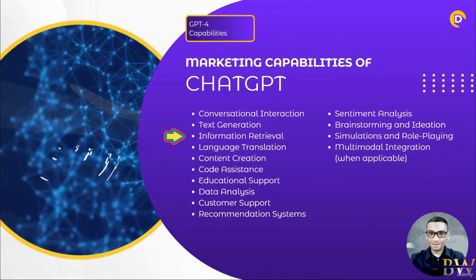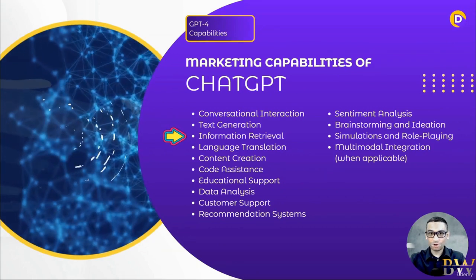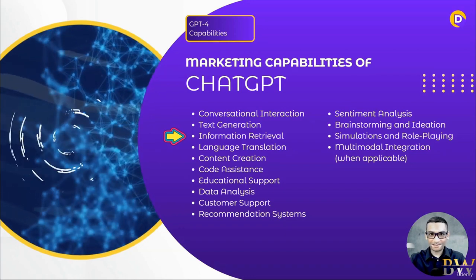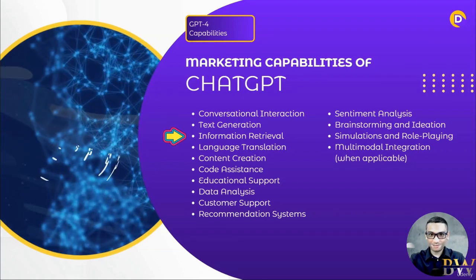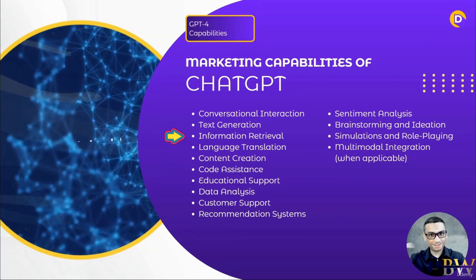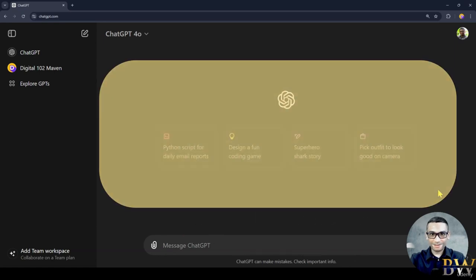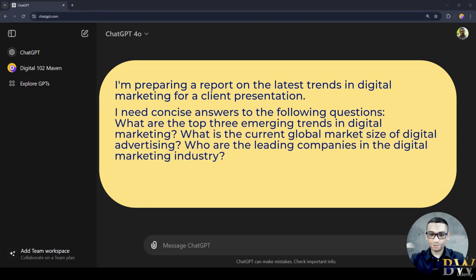Now, ChatGPT can provide accurate and concise answers to factual questions, and it can summarize long texts or documents. The model can extract key points and provide insights. In fact, version 4 onwards is 40% more accurate and safer than the previous GPT 3.5 version. Let's take a look at this capability. I've drafted a prompt to instruct ChatGPT to retrieve information from its own resources. Here's the prompt. I'm preparing a report on the latest trends in digital marketing for a client presentation. I need concise answers to the following questions. What are the top 3 emerging trends in digital marketing?